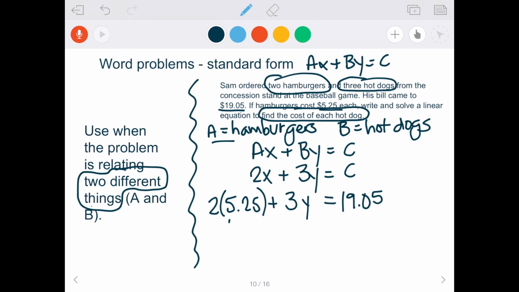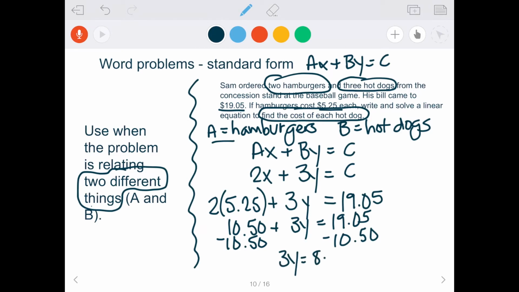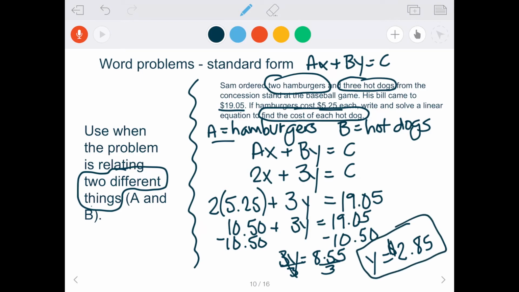Now that we have one variable, we're just going to solve this and see what happens. So we have $10.50 here plus 3y. I'm going to subtract $10.50 on both sides. I'm running out of space here. $19.05 minus $10.50 is $8.55. I'm going to divide by 3. And I get $2.85. Remember that this is money. So here is our answer. Hot dogs are $2.85 each.